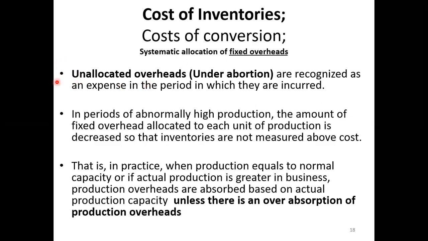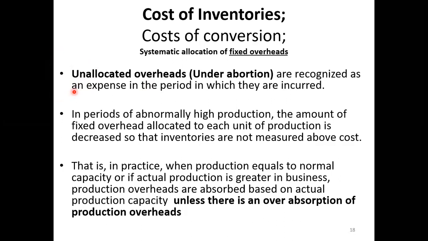So in this scenario, as I told you, the toner capacity is 10,000, but the actual production is 5,000. This is abnormally low production. In that case the treatment is different. When we allocate the fixed cost to the production units, we have to use normal capacity.